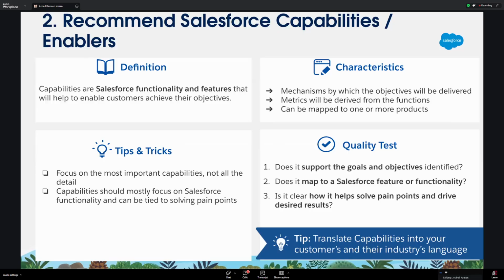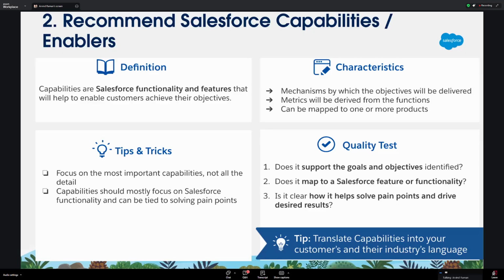Again, Data Cloud can do a lot of things, so try to drill down on the key important capabilities. It should focus on Salesforce functionality, but more so on the Salesforce Data Cloud functionality. And then for the quality test: does this capability, for example the unified profile, really support the goals and objective?